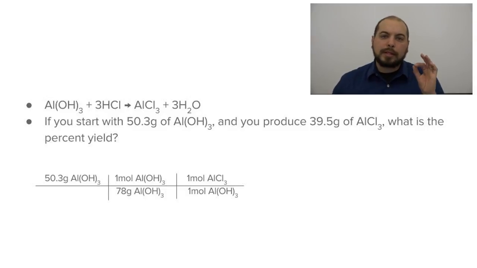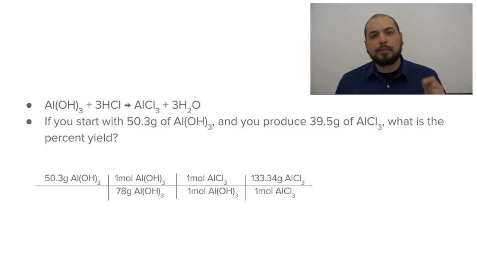We then multiply by the molar mass of aluminum chloride, which is 133.34 grams per mole. This means that we would theoretically produce 86 grams of aluminum chloride from 45.3 grams of aluminum hydroxide.